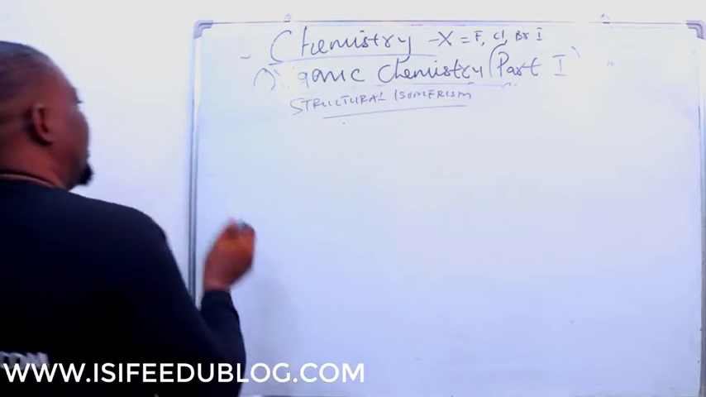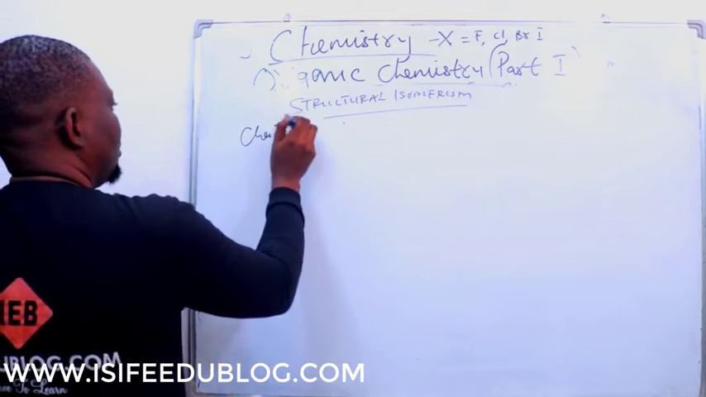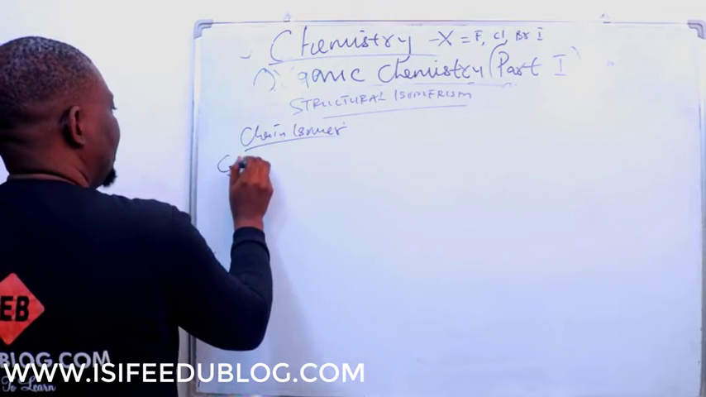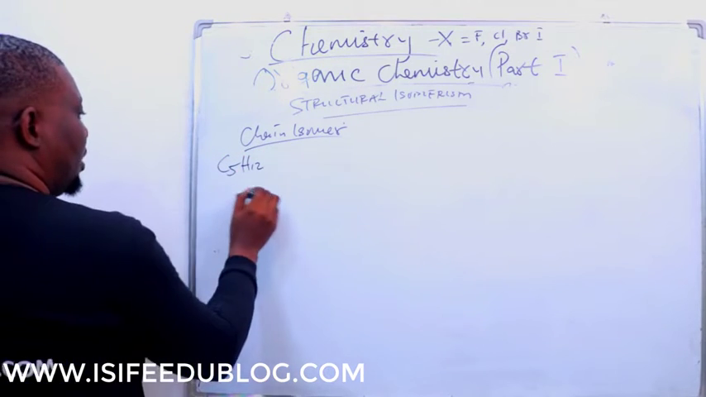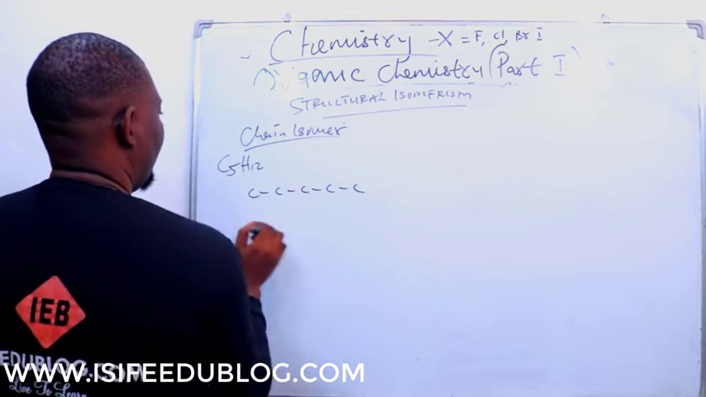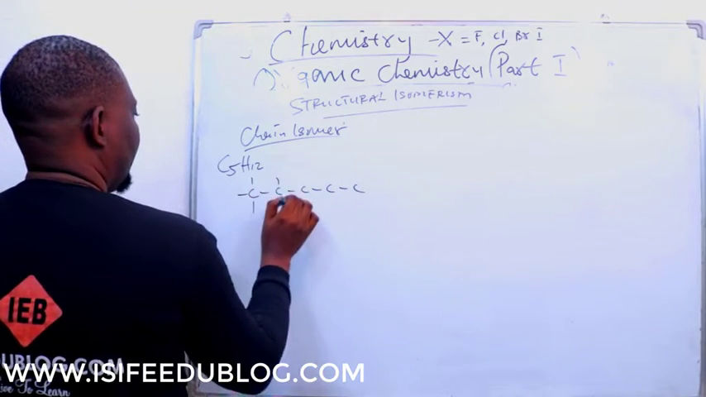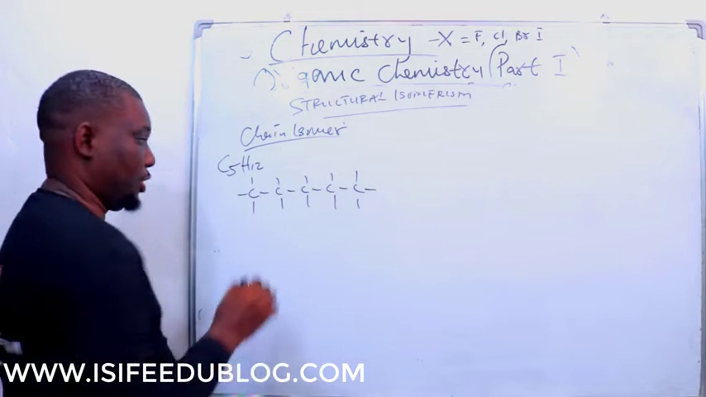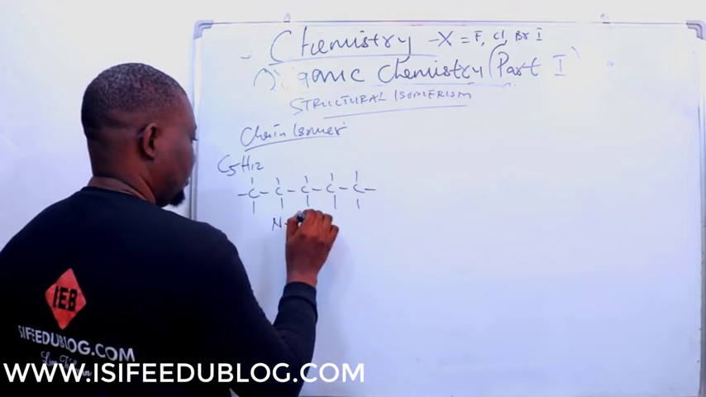Still on chain isomer. Okay, C5H12. Let's see, 1, 2, 3, 4, 5. 1, 2, 3, 4, 5, 6, 7, 8, 9, 10, 11, 12. Since it's straight chain, I'm going to call it pentane.